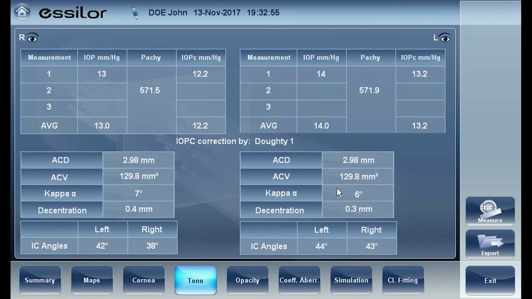In this case, because of this value of decentration, it will require more enhanced measurements to fit lenses that will remove decentration. Hence, we can provide to the patient a personalized solution that will ease adaptation. It is possible to promote to the patient very high-end and personalized lenses.